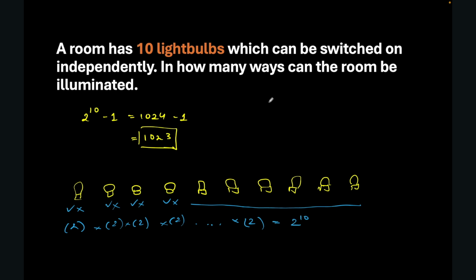However, for the room to be considered illuminated, that means at least 1 light bulb must be turned on, right? So there's going to be this one situation where none of them are turned on. And that's the one that we're subtracting again. So this is why we do 2 raised to the power 10 minus 1, giving us 1023. I hope that makes sense.